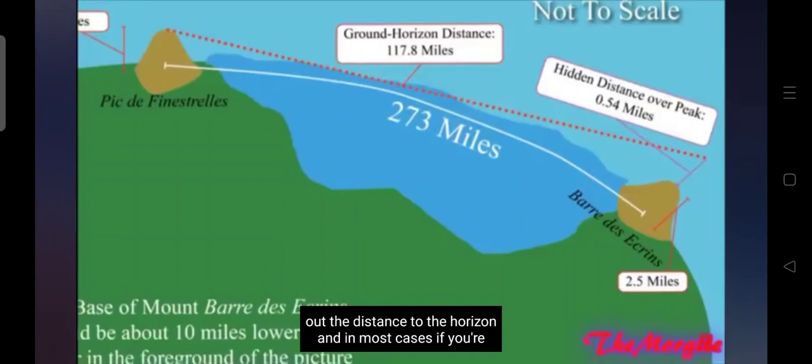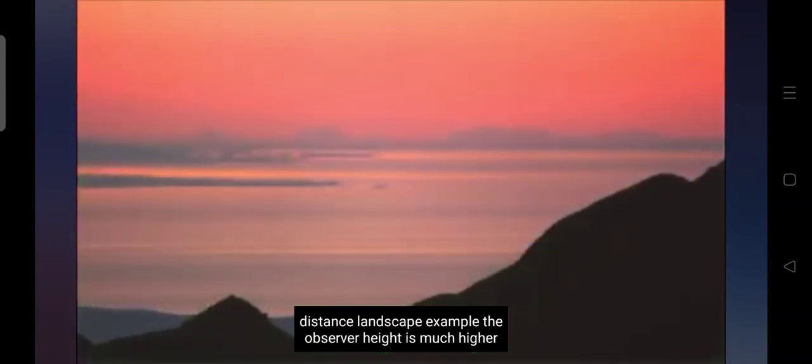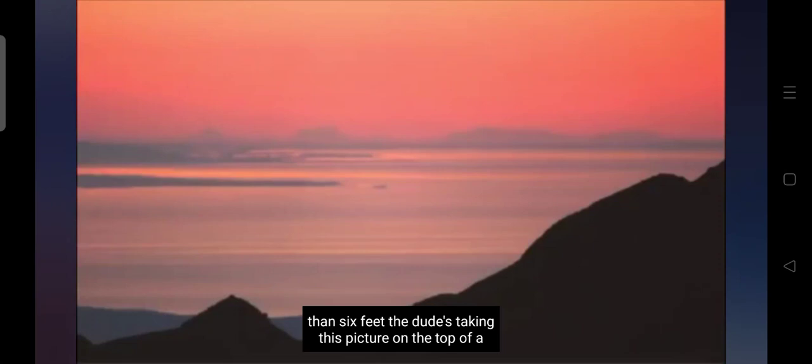And in most cases, if you're standing at the beach, you're going to be about 6 feet above sea level on average, and that places the horizon at about 3.5 miles according to the ball Earth. In this long distance landscape example, the observer height is much higher than 6 feet. The dude's taking this picture on the top of a mountain, so it is way more drastic than a horizon distance of 3 miles. As you can see in this diagram, the horizon distance is allegedly or hypothetically 117 miles.